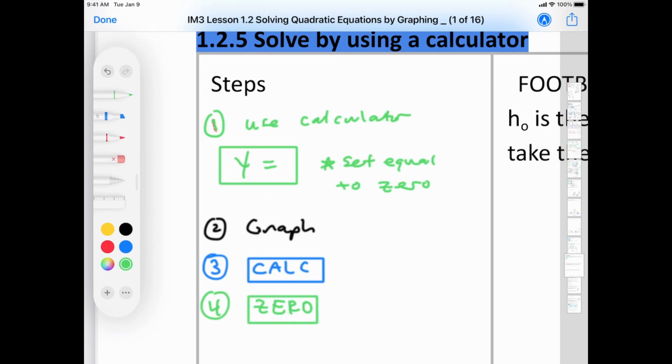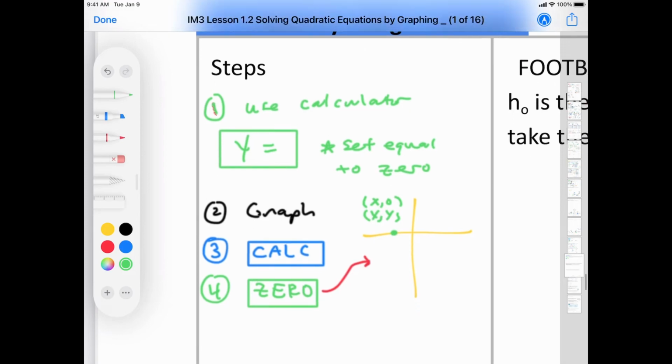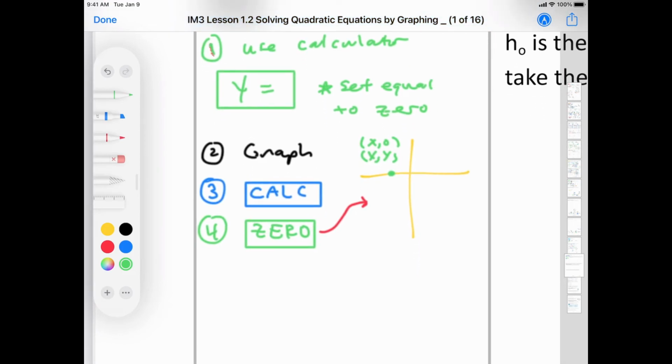Remember, 0 is where it crosses the x-axis. Okay, that's a 0. So what that is, it's an x value, but the y value is 0. Does that make sense? Okay. Fourth, you're going to do these boundaries.